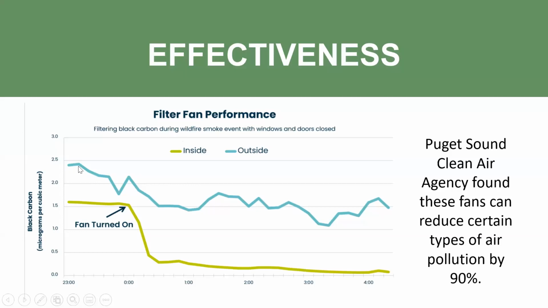And here you can see that this is the amount of black carbon outside during the survey. And then here is the amount inside. And then right here at this point is where they turn the fan on. And here you can see a significant decrease in the amount of black carbon indoors, lowering significantly throughout the time that it was turned on. So that is just to reassure you that these machines are very effective at what they do.